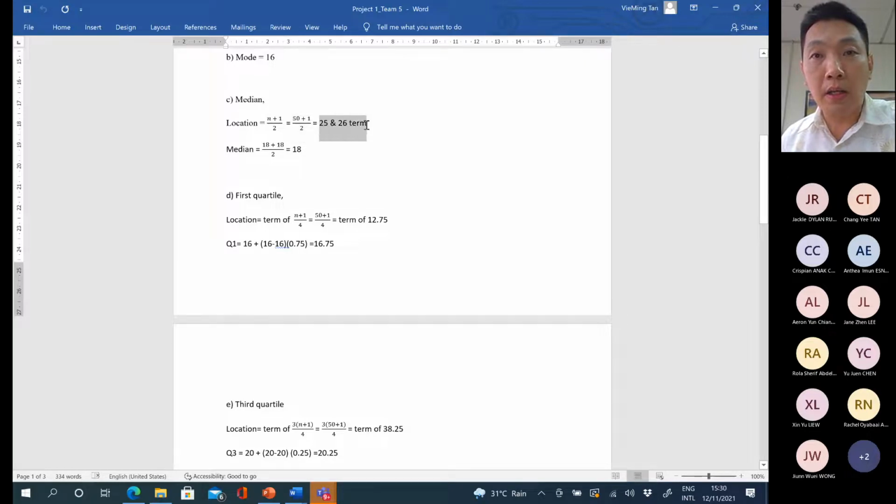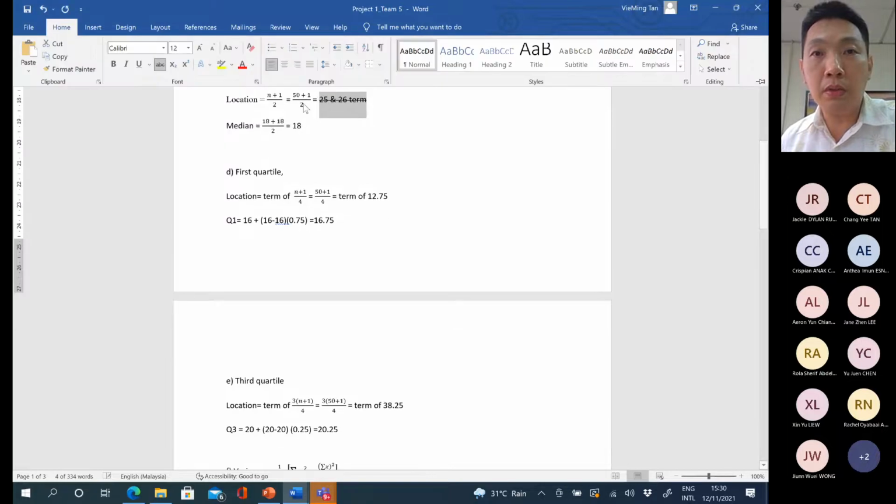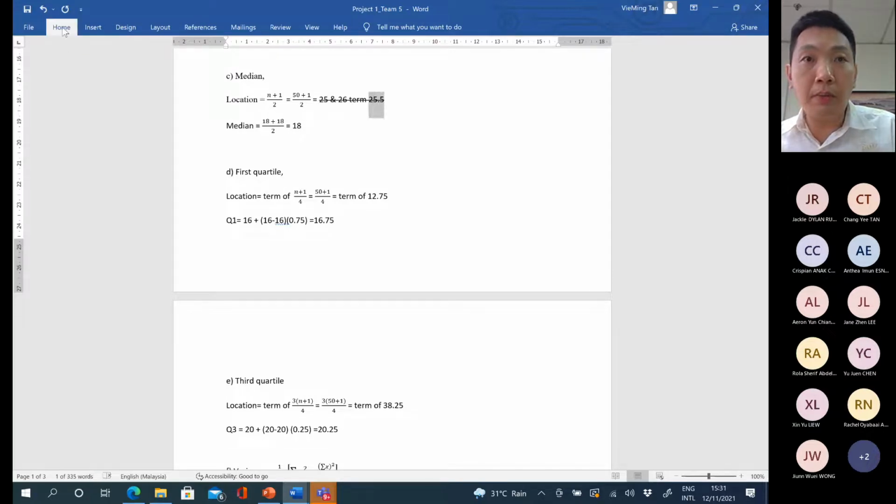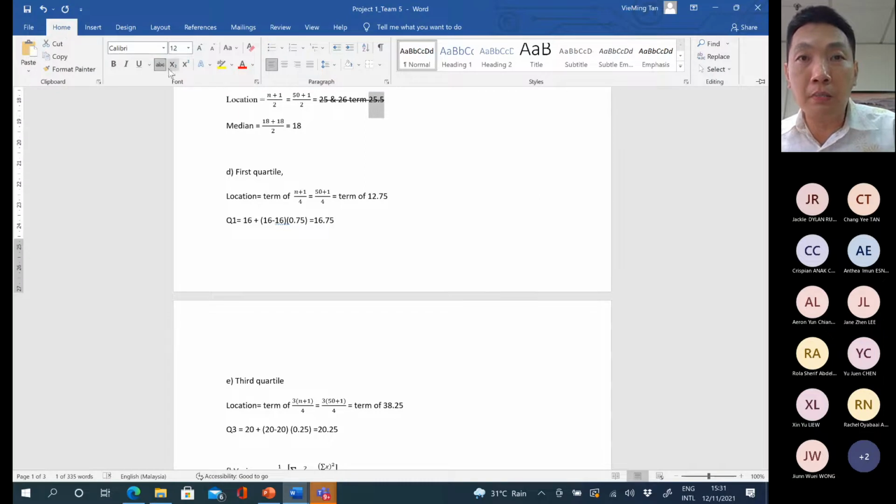It should be 50 plus 1 divided by 2, which should be 25.5. So this one is not correct. You should change it and put 25.5. And some students even put the term of, the term of equation, I think that is even better. If you manage to put it like this, it's even better.